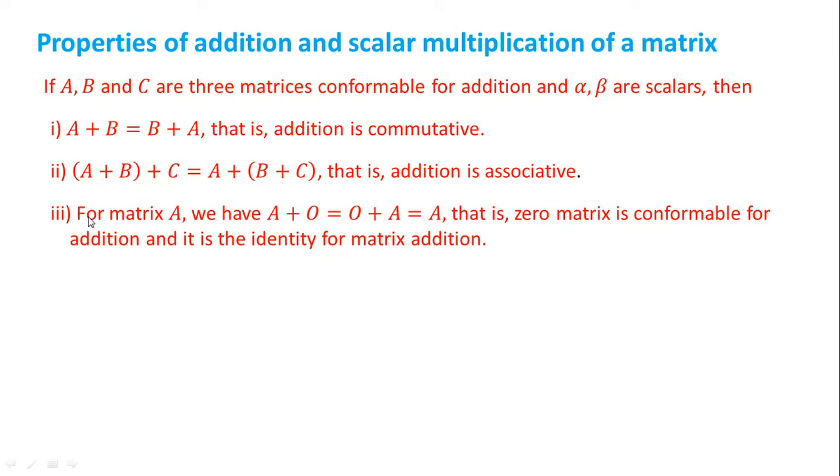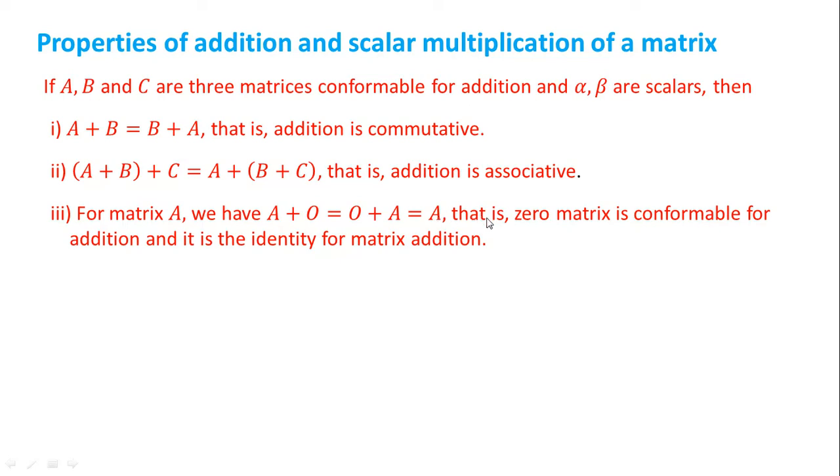Then the next property is for matrix A. Suppose we have A plus O is equal to O plus A is equal to A. That is, the zero matrix is conformable for addition. It means if a zero matrix or null matrix is added to the given matrix, then we get the result A plus O equals O plus A, which is equal to A, because all the elements in the zero matrix are 0. So A plus O is always equal to O plus A, that is equal to A.